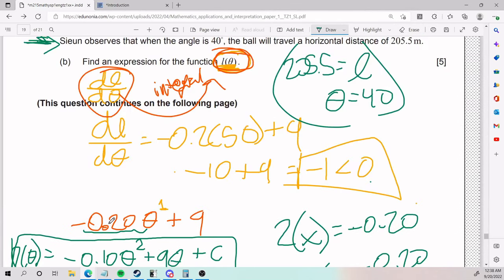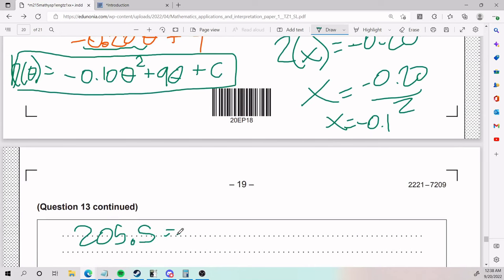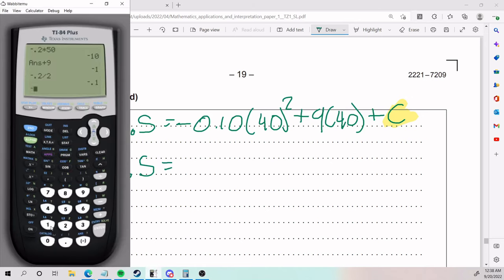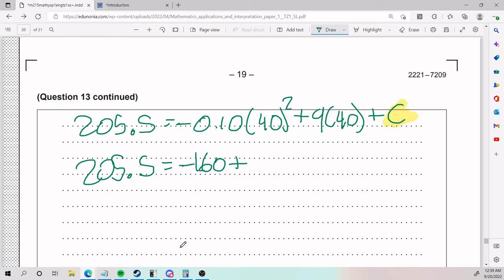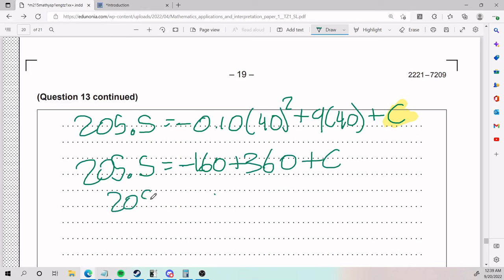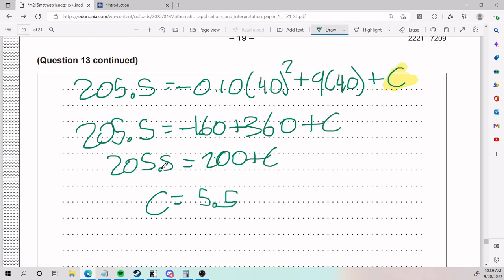And so we're going to have that the distance, which we said was 205.5, equals negative 0.10 times theta, which we said was 40, squared, plus 9 times 40 plus c. See? We're doing this to get the value of c. Once we get the value of c, we're done. So let's get c alone. Let's let our numbers play around for a little bit. Let them dance. We have negative 0.10 times 40 squared, which is negative 160. We add 9 times 40, which we know is 360, plus c. So 205.5 equals 200 plus c. C has to be 5.5, because we do minus 200 to both sides, see? All right, so c is 5.5.